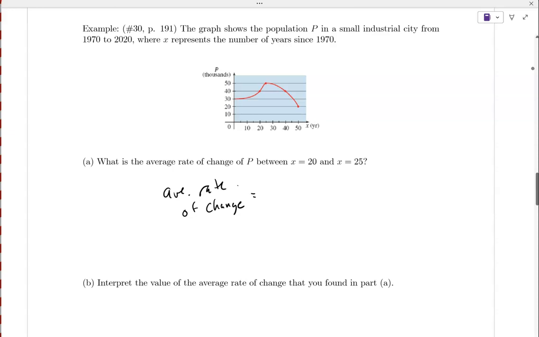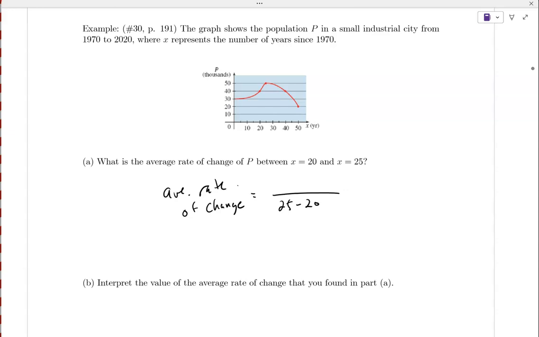What's definitely in the denominator here? 25 minus 20, right? Because that's the difference in the x values. Notice we're not given an explicit function here to figure out the y values. So how are we going to figure out what the y values are? What do we look at? The graph, right? We want to pick off the y values from the graph.